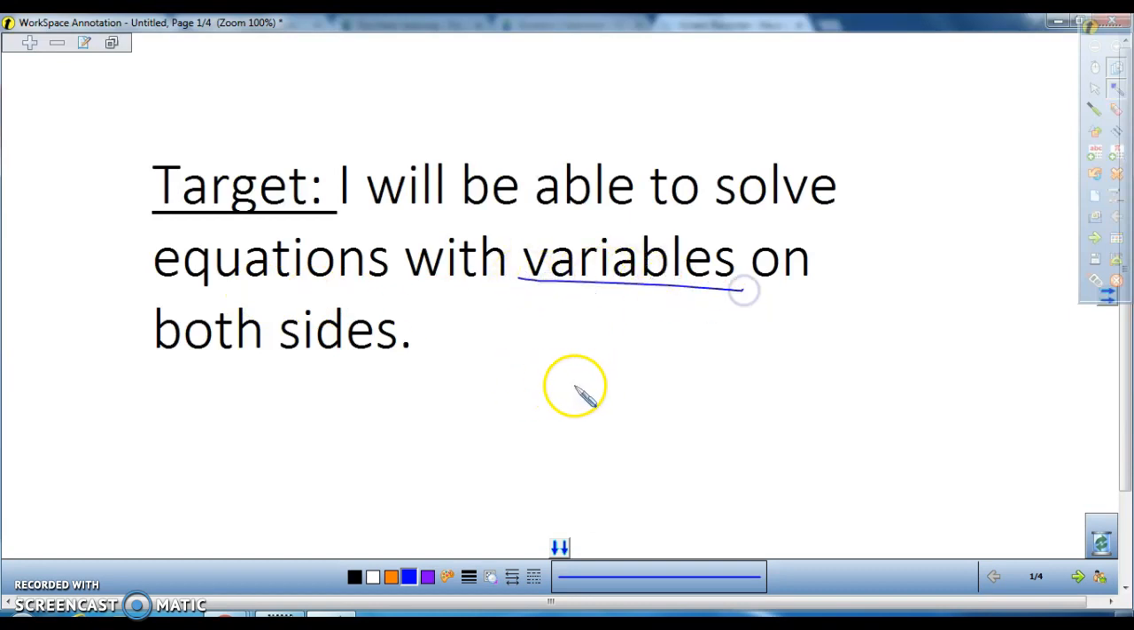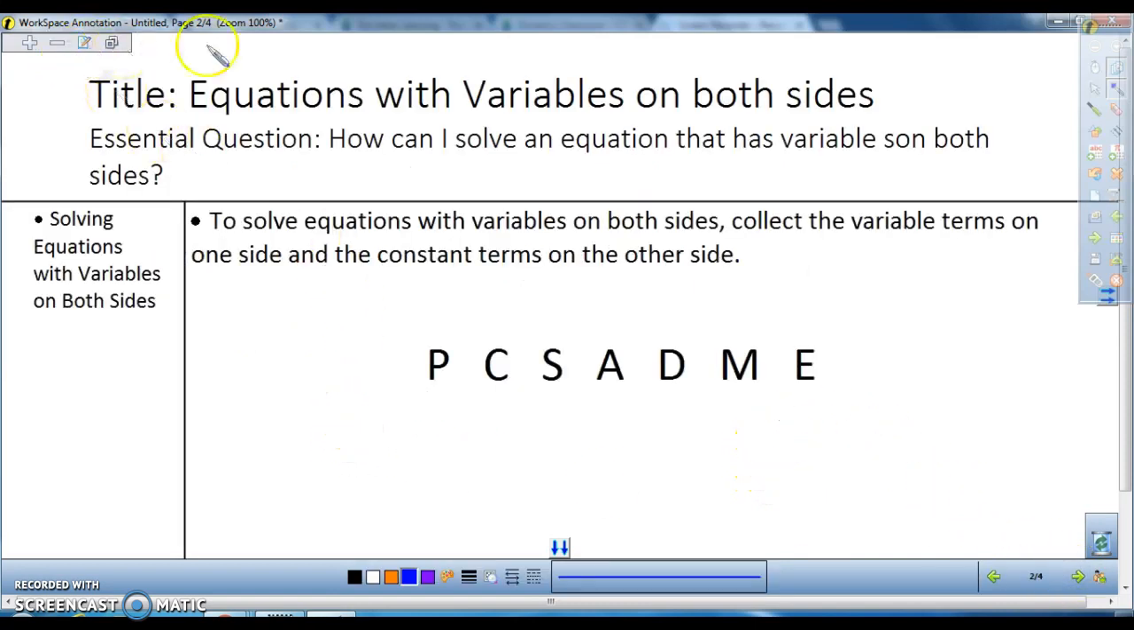on both sides. That means each side of the equal sign, and so we are looking at letters on both sides, and we're going to figure out how to solve them, combine them. Alright, your title is equations with variables on both sides.